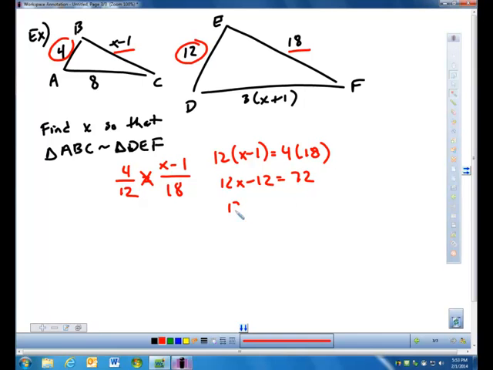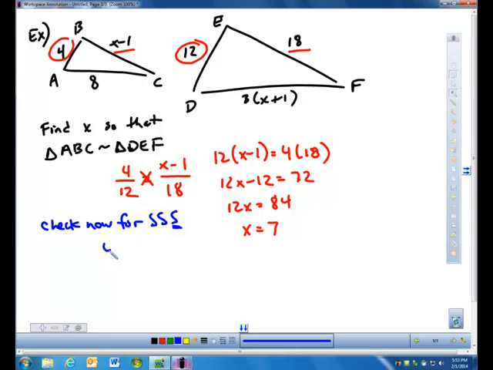And when I solve that for x, I'm going to add 12 and divide by 12. I get x equals 7. Now I can't stop here because I have to make sure that the last pair of sides also have the same proportion. If only two pairs of sides are proportional, it's not similar. So I have to make sure that I have the third side now.